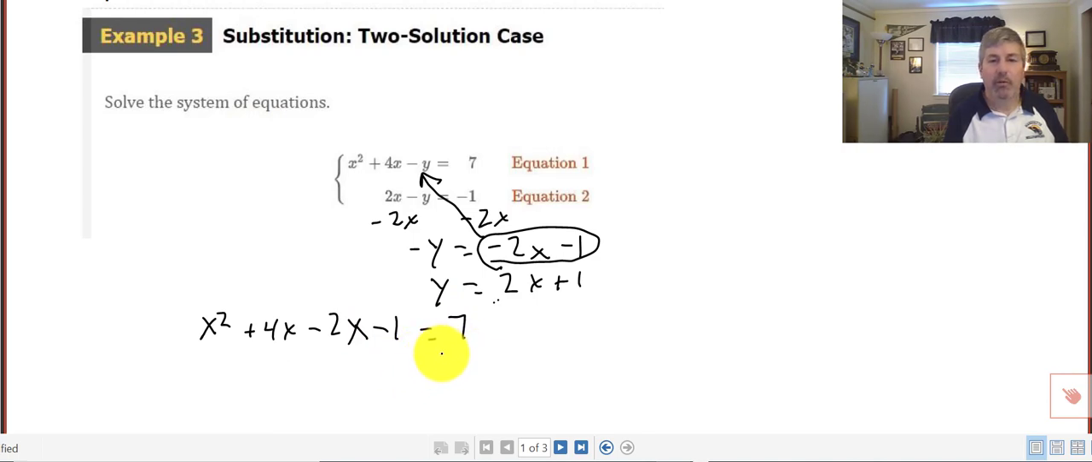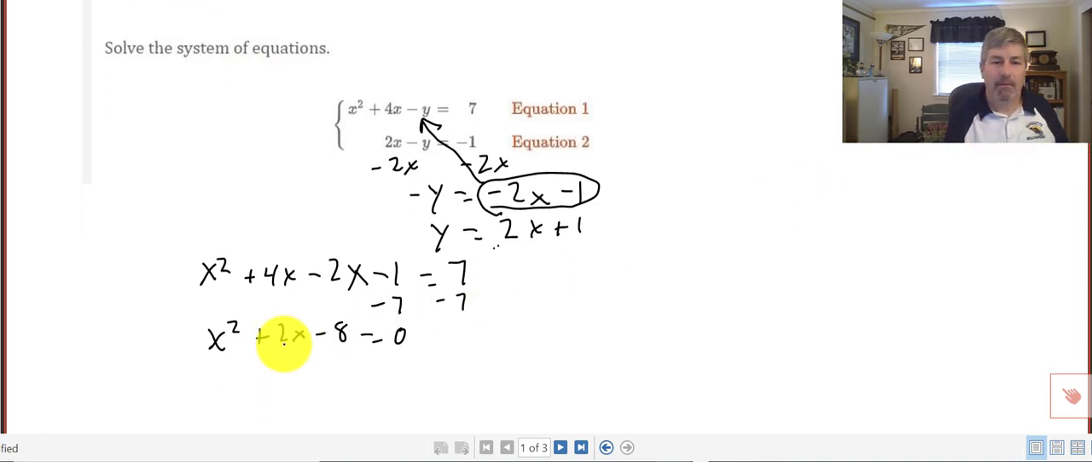Subtract 7 from both sides, combine our x's, and we get the quadratic x squared plus 2x minus 8 equals 0. So we've got something here that's nice and factorable. Factors of x squared are just going to be x and x. We don't have to group this because we have 1x squared here. Factors of negative 8 that add up to 2. So x plus 4 and x minus 2 equals 0.